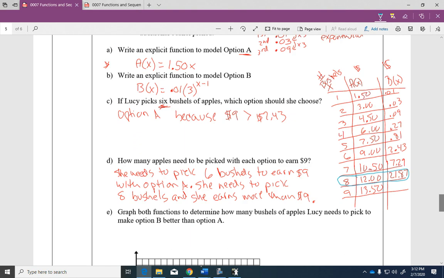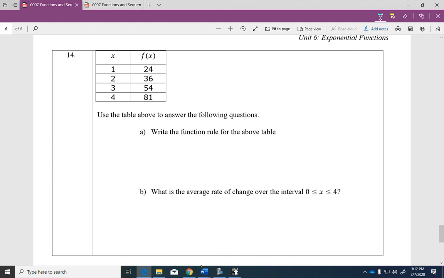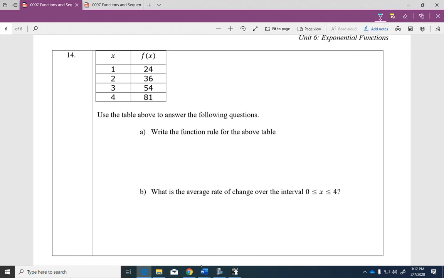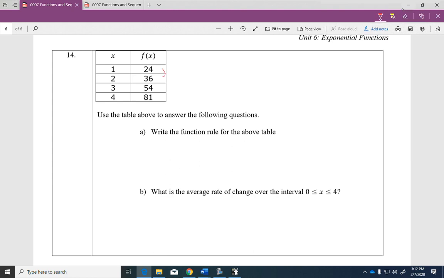I think we're getting there, right? So it says here to use the table above to answer the following questions. Write the function rule for the table above. So we have to first decide what kind of function it is. It's definitely increasing. When things are increasing, they could be linear or they could be exponential.